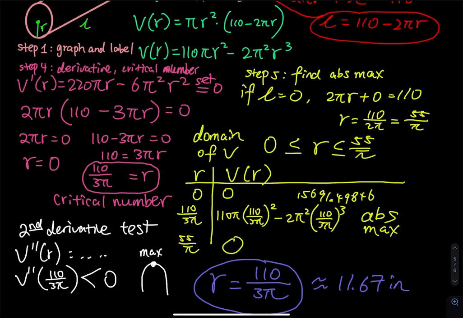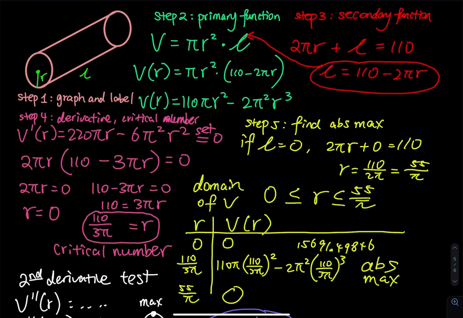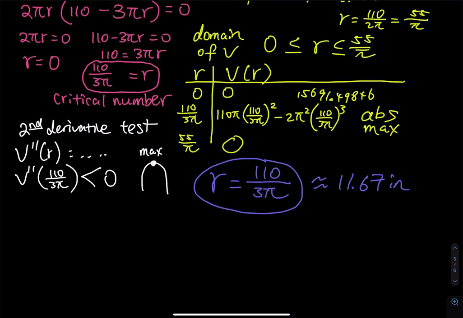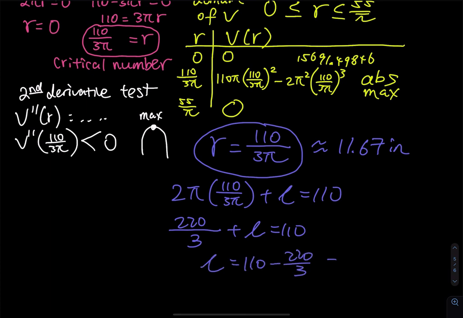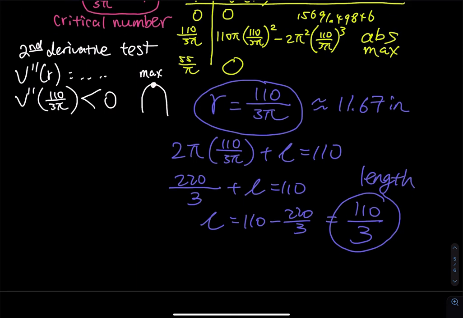To figure out the length, you have to use the secondary function, 2 pi r plus l equal to 110. So you have 2 pi r, so 2 pi times 110 divided by 3 pi, and then plus l equal to 110. And then this one is 220 divided by 3, right? The pi got canceled, plus l equal to 110. And then l is equal to 110 minus 220 divided by 3. That is equal to 110 divided by 3. So this is the length. And then for your reference, this is approximately equal to 36.67.